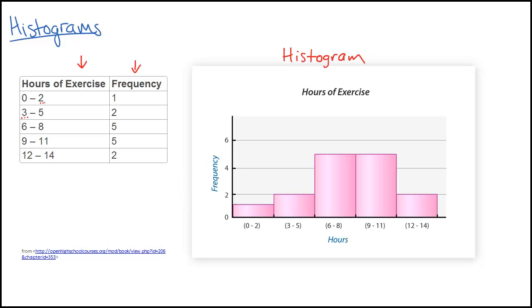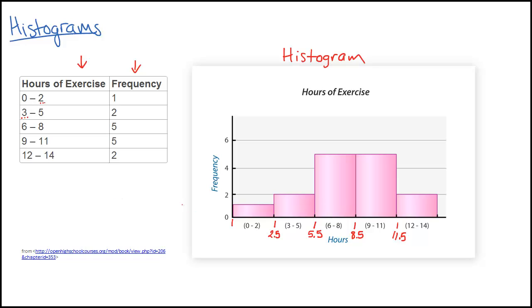And a histogram is a bar graph. Along the x-axis here, we see these are the numbers of hours of exercise, and we have them divided up into ranges, 0 to 2, 3 to 5, 6 to 8, etc. These dividing lines should actually be halfway in between. So this one, if we labeled the axis, would be at 2.5, and then 5.5, etc.